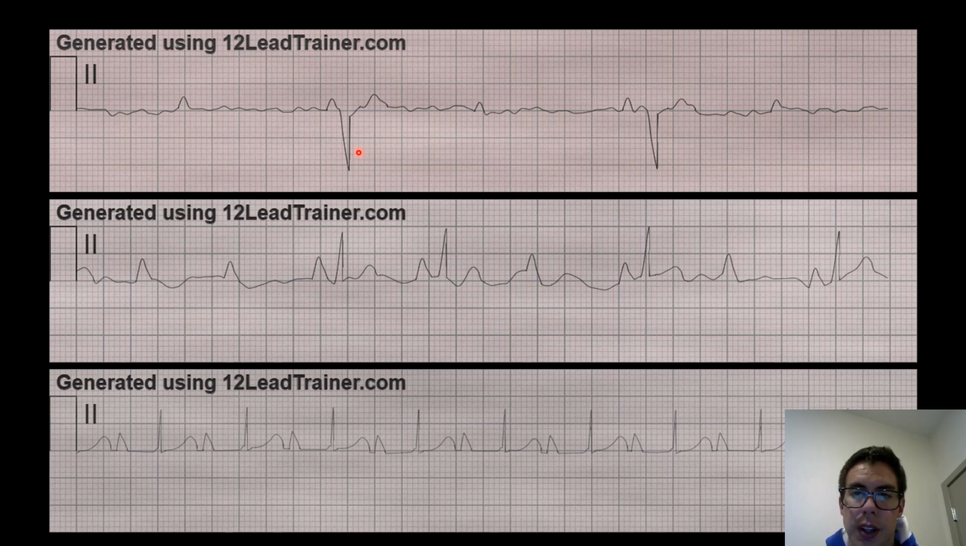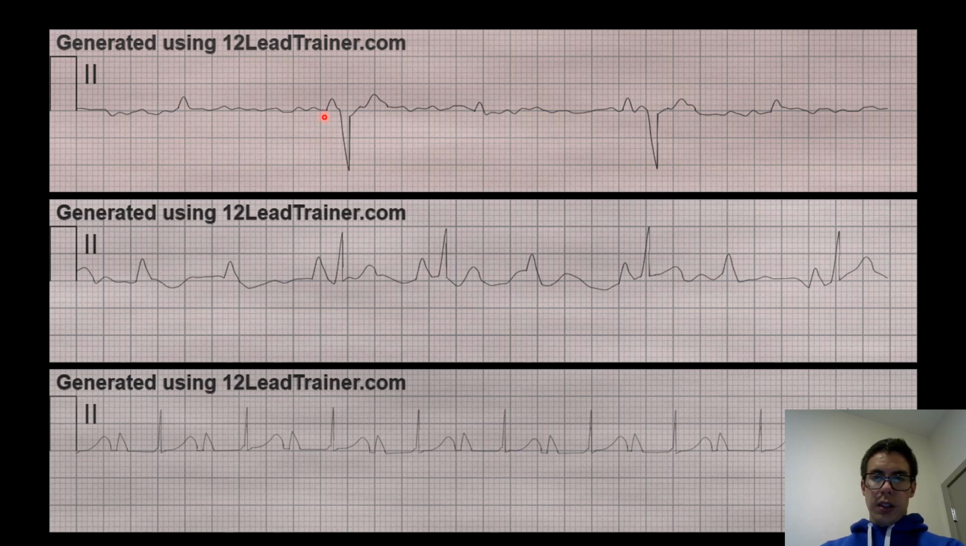If we look at the intervals, this QRS doesn't really seem to be wide, unless that's like an R wave, it might be. But it doesn't really seem wide, so it's not quite ventricular, but it's at a ventricular rate. P waves right there, right there, there, right there, there. That's consistent.